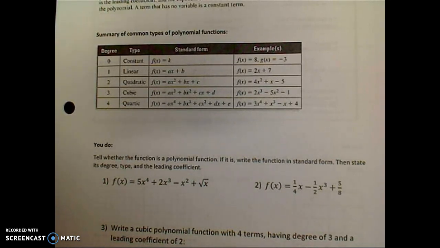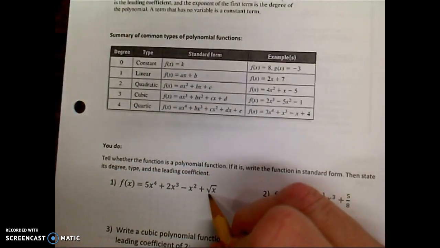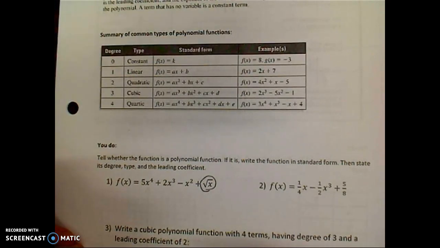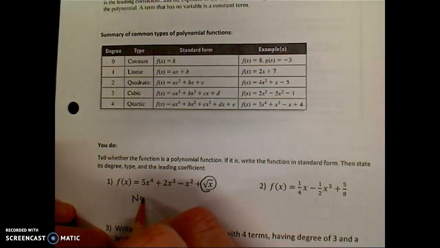So we have coefficients of 5, 2, and -1, and then nothing in front of that radical. How about our degrees? Let's look at the exponents. I have an x to the fourth, an x to the third, and x squared, and then square root x, which you recall can be written as x to the 1/2 power. So because we have a radical as part of a term, it is not a polynomial.